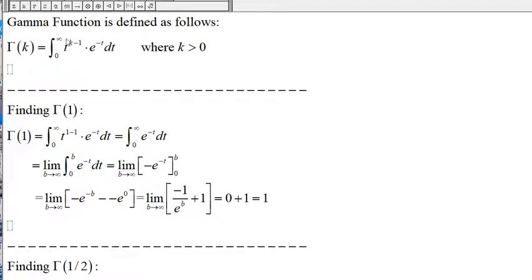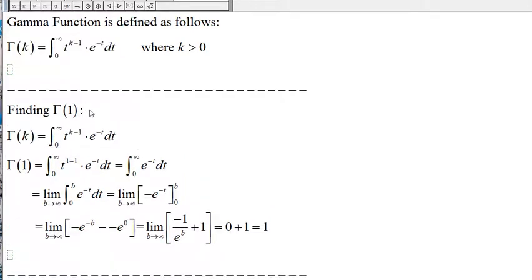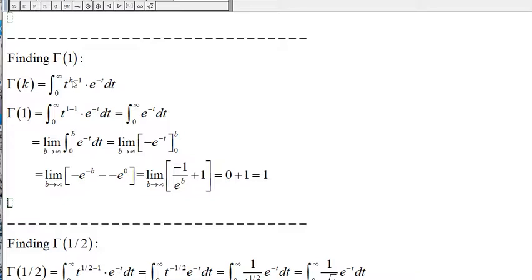This function is called the gamma function, and here k is a positive number. And so the function is t to the k minus 1 times e to the negative t. And so, for example, gamma 1, that's when k is 1. And so in the place of k, we have 1. So we have 1 here.